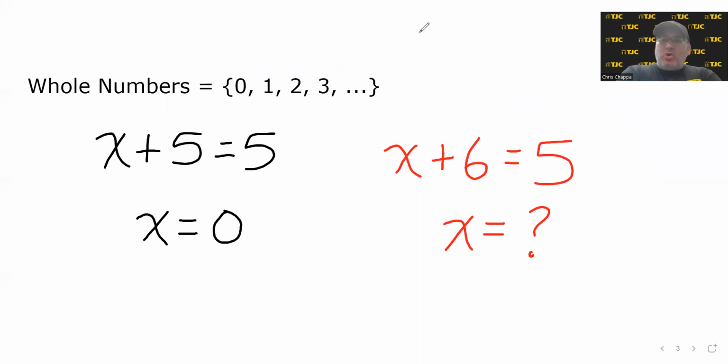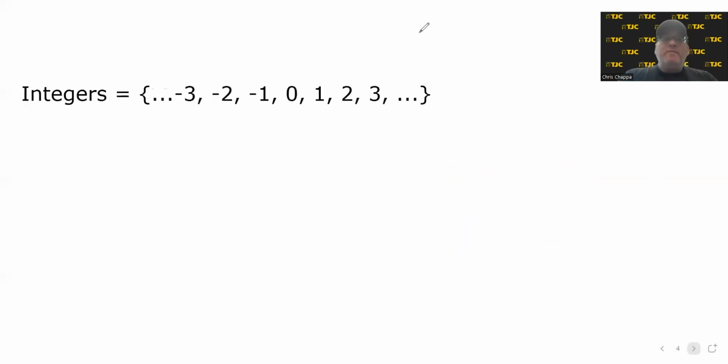Have we reached the end, or do we need more numbers? And the answer, of course, is we picked up more numbers. And the numbers we picked up are the negative numbers. Now, the negative numbers are less than 0, so we have to write them before the number 0. And when we pick up the negative numbers, we get what's called the integers.